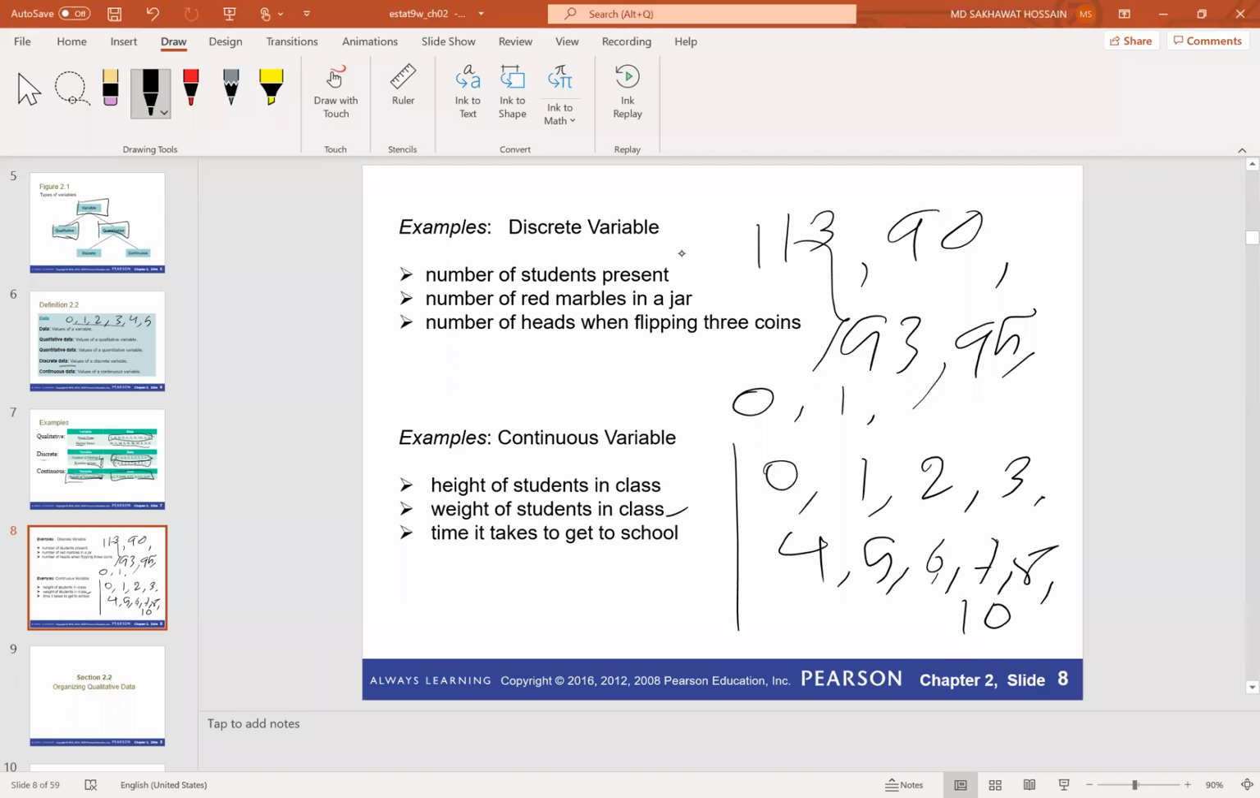So now think about the height of a person. Can you list all the possible values of height? For example, if the minimum height is 4 feet 6 inches and the maximum is 7 feet, then what are the possible values of the height of a person? Can we list all the possible values?